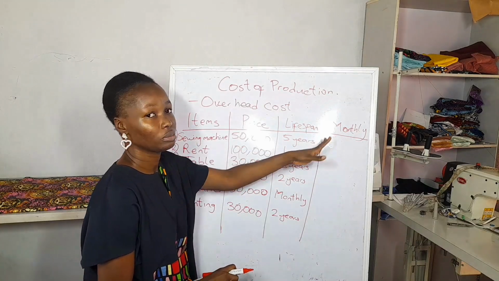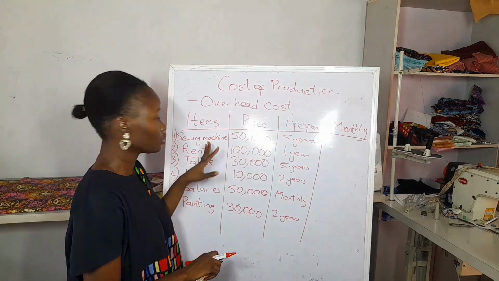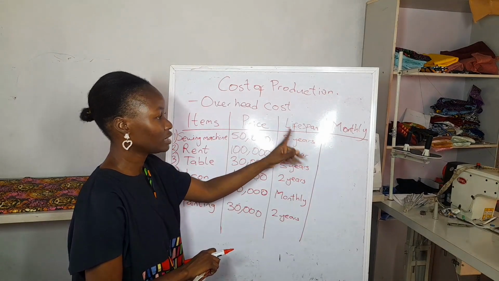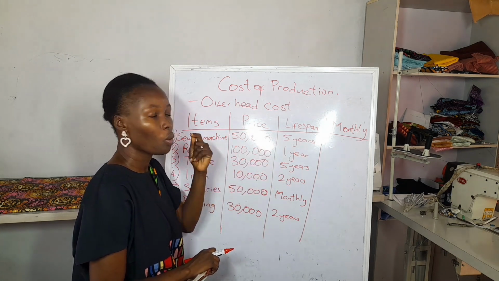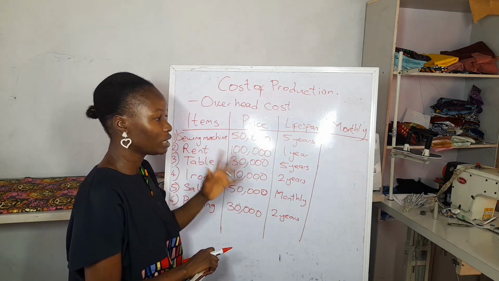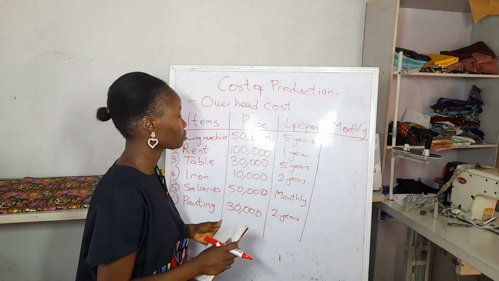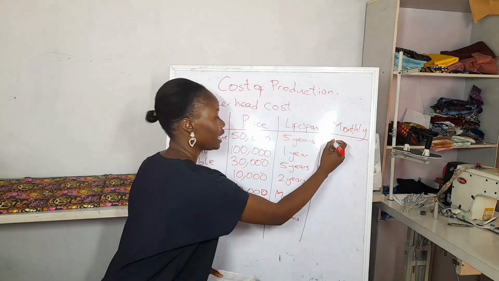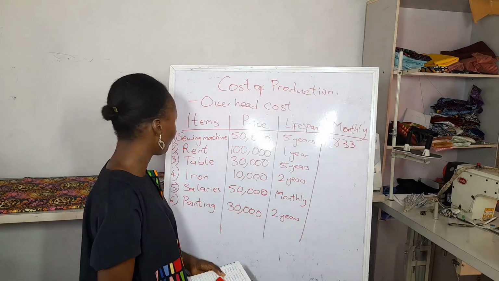So now let's do the monthly costs, so you understand. This is my sewing machine, 50,000 naira, lifespan 5 years. I'll change this lifespan into months. 1 year is 12 months, so 5 years gives me 60 months. So I'll divide 50,000 by 60. That gives me 833 for the sewing machine.